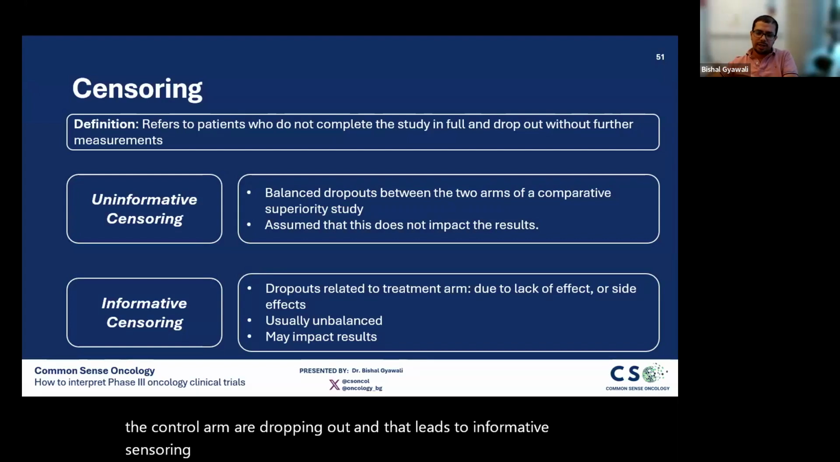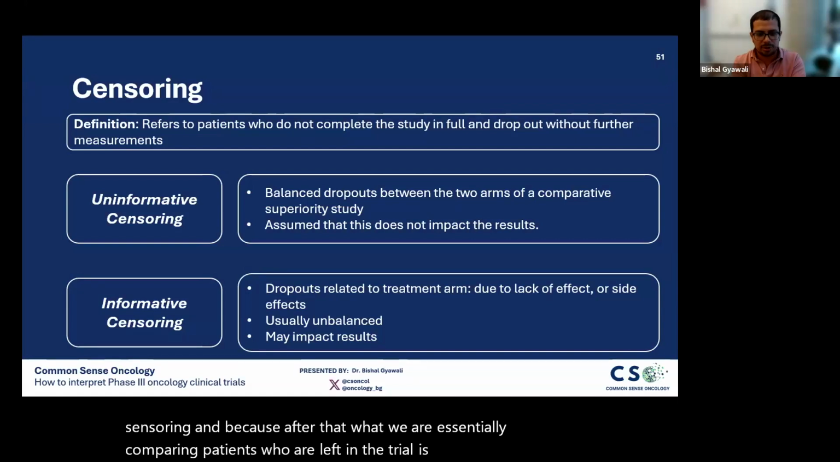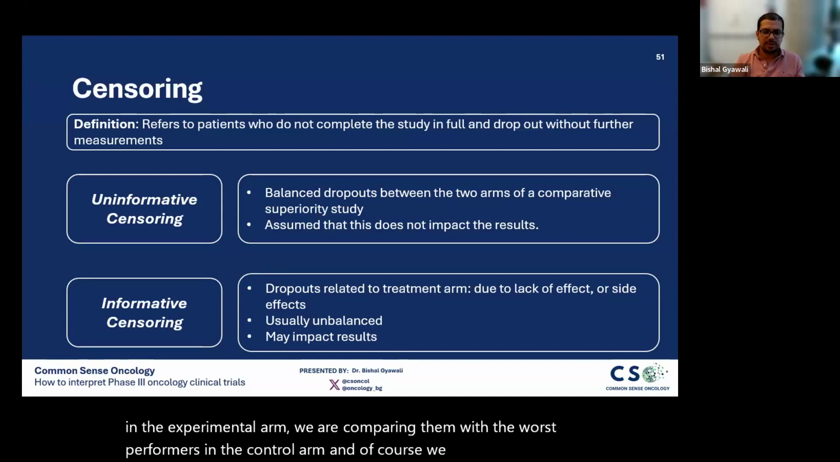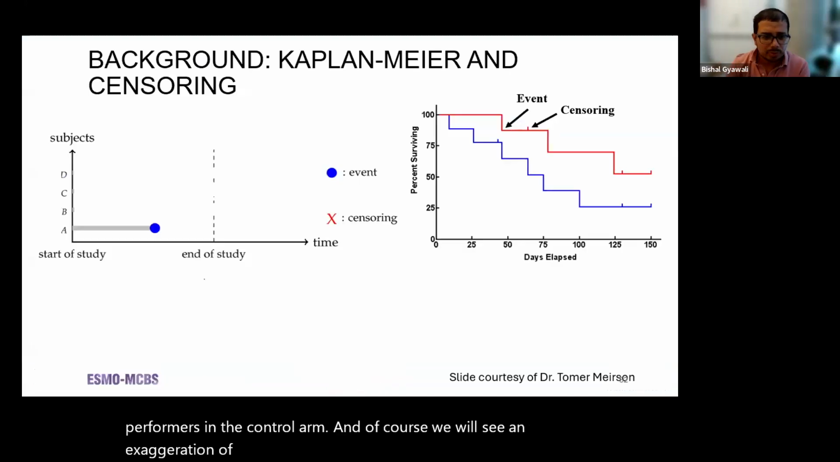Because after that, what we are essentially comparing, among patients who are left in the trial, is the best performers in the experimental arm with the worst performers in the control arm. And of course, we'll see an exaggeration of clinical benefit.